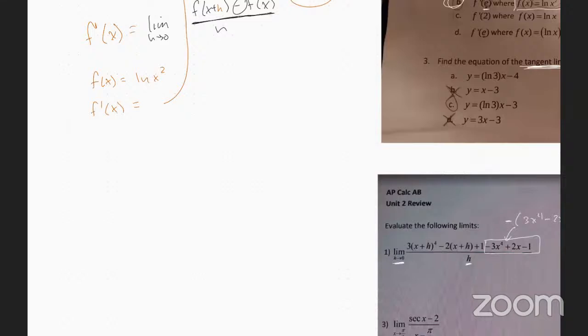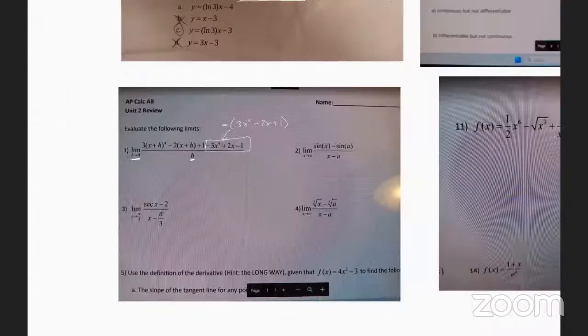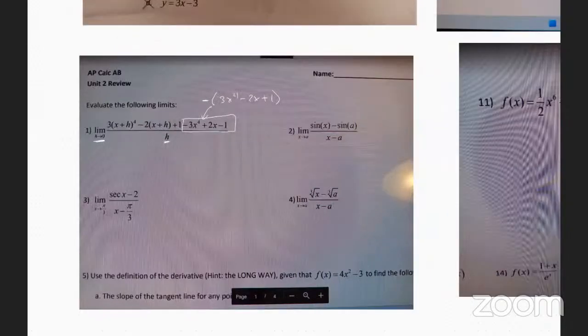Yeah, I can. Okay, so that means this is your function, your f of x right here. You can see that's what they did here: they plugged in x plus h for all the x's, this is f of x plus h. So evaluate the limit. This is just the derivative of that function, y equals 3x to the fourth minus 2x plus 1. What's the derivative of that? Just use the power rule: 12x cubed minus 2.